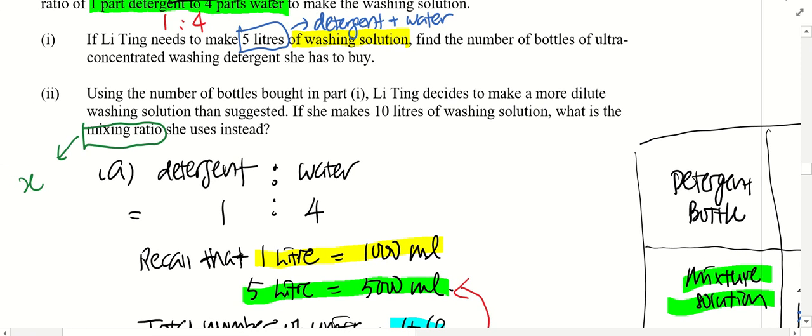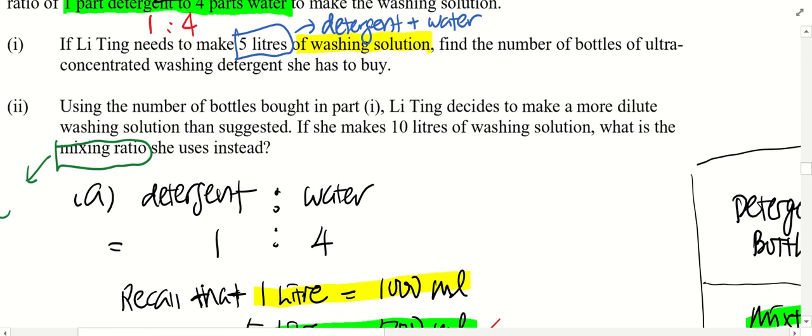Using the number of bottles bought in part 1, which is 2. So let me write it down immediately: 2 bottles. Li Ting decided to make an even more diluted solution than suggested. What does it mean by an even more dilute washing solution than suggested?